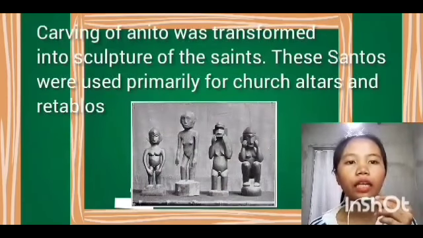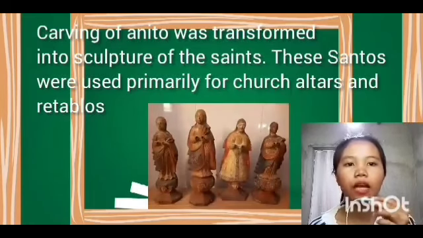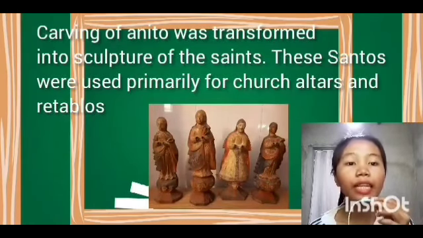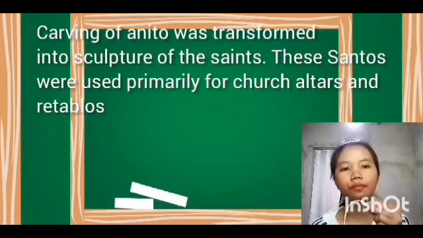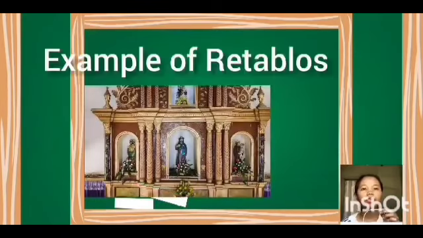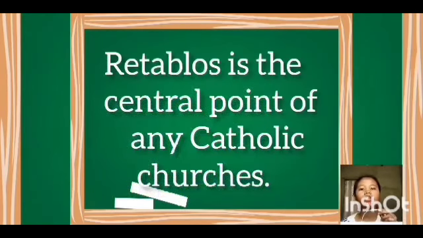The carving of Anito was transformed into sculptures of the saints. These saints were primarily used for church altars and retablos. These retablos are also called altarpieces, which include church carvings. Retablos are the central point of any Catholic church.